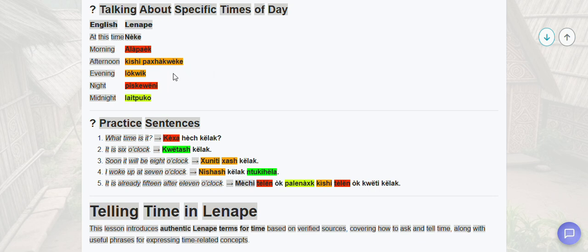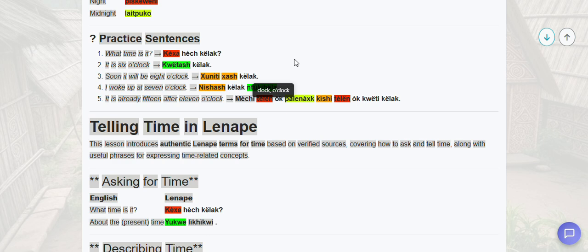And then lokwik is evening. Lokwaniwi means in the evening. And then nighttime, so piske means dark. Piske wani means in the dark, literally means in the darkness, or in this case at night, because the wani turns it into night. And then you have light puko. Light puko means midnight.